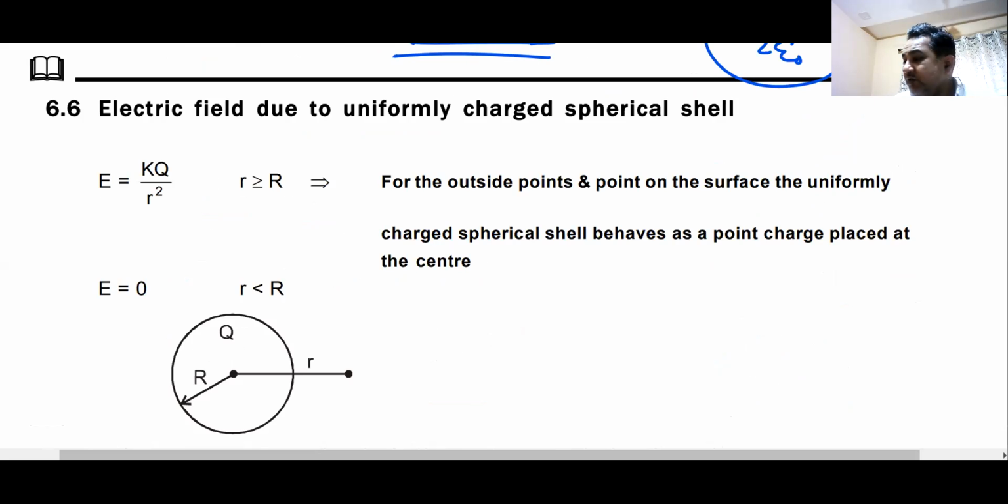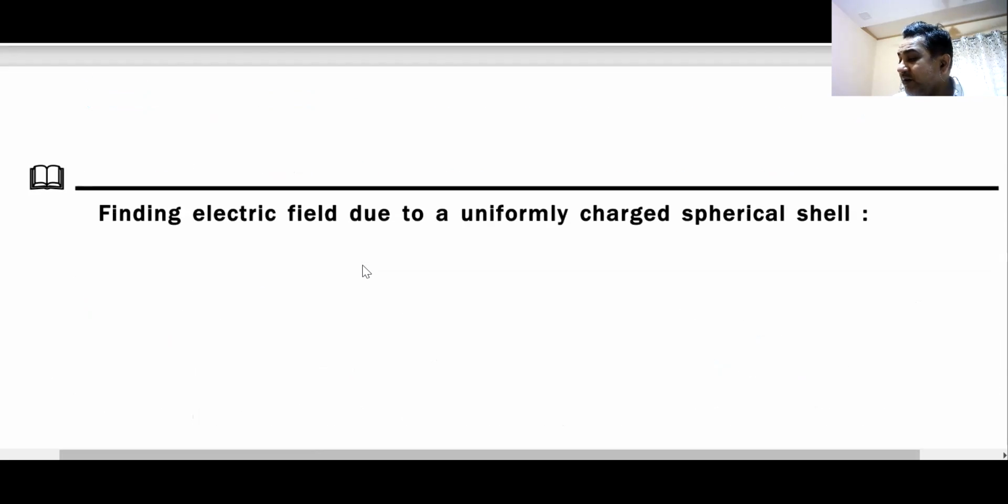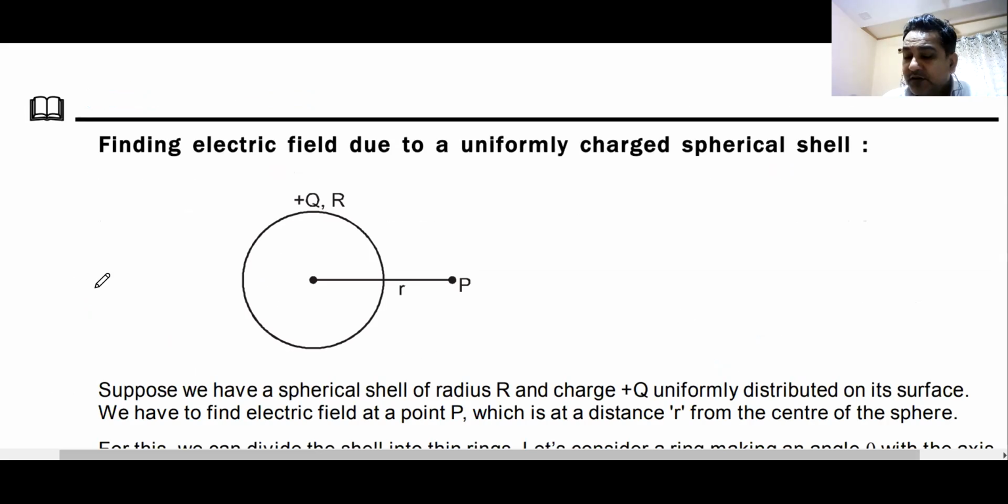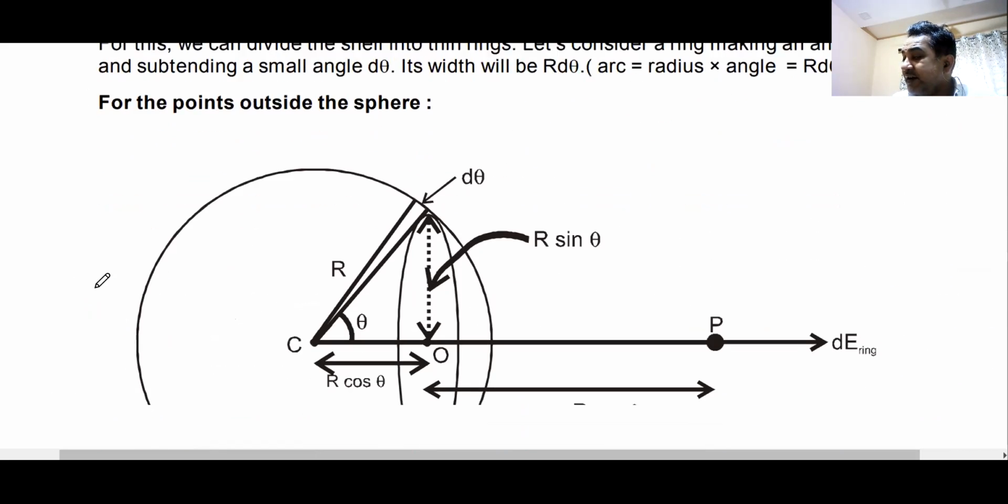Now we have questions on electric field due to a uniformly charged spherical shell. This uniformly charged spherical shell is same as a uniform mass spherical shell. Inside, electric field or gravitational field is 0. Outside, it is same as a point charge. You all know this formula. You can use these formulae to find out.